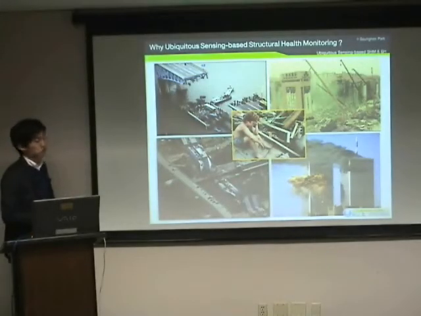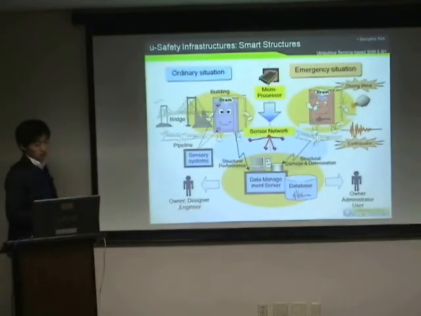Okay, first item is structural health monitoring. As you can see here, we have experienced a lot of collapse accidents at civil infrastructures. To prevent those kinds of collapse accidents in advance, we need to develop more reliable and more economic structural health monitoring techniques. As you can see here, we need to develop U-safety infrastructures. We call it smart structures.